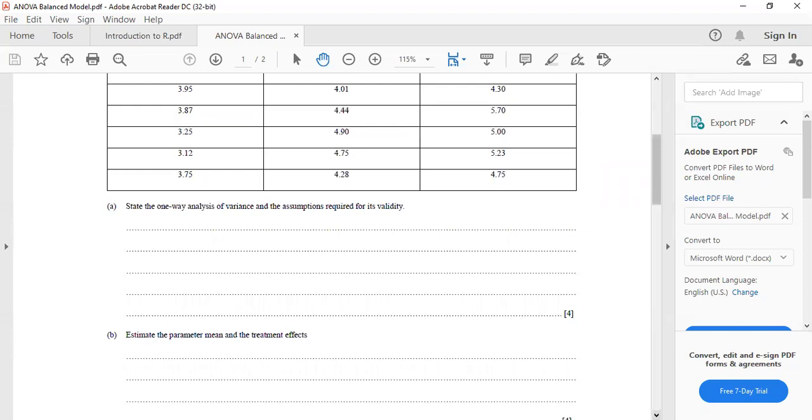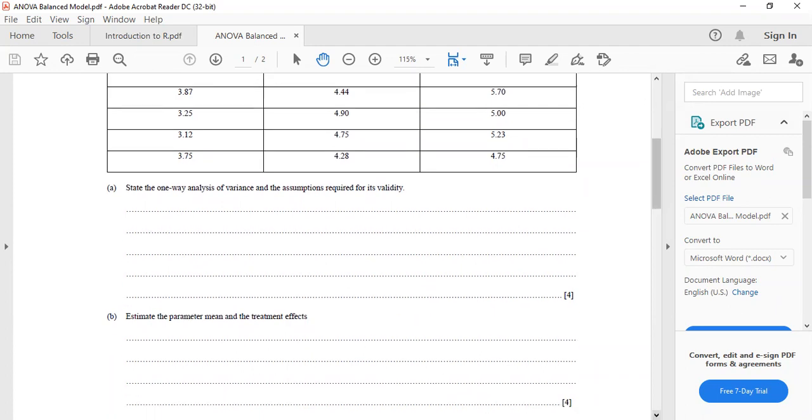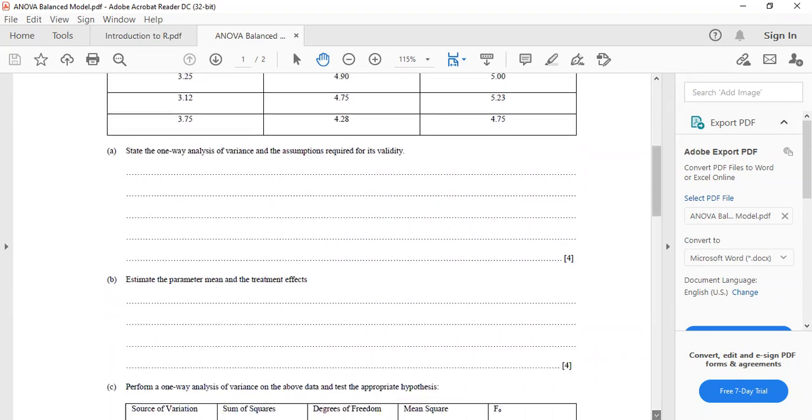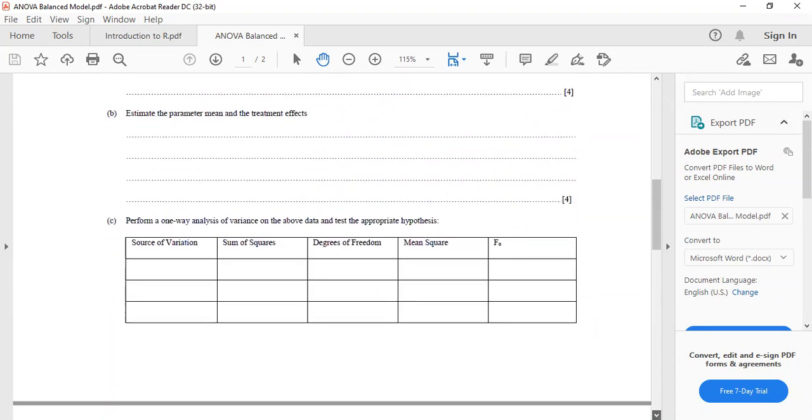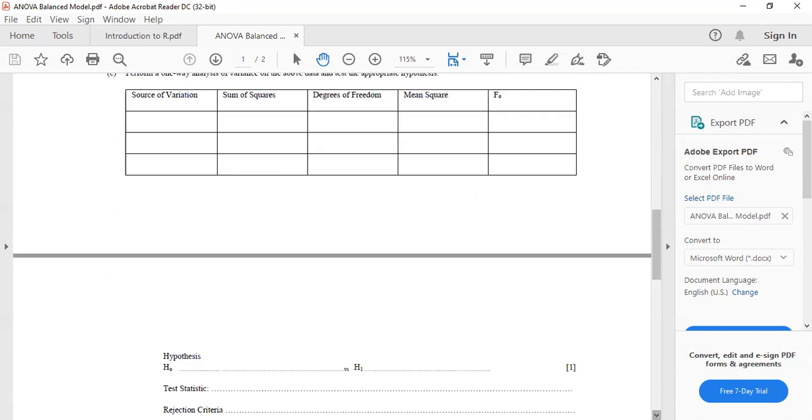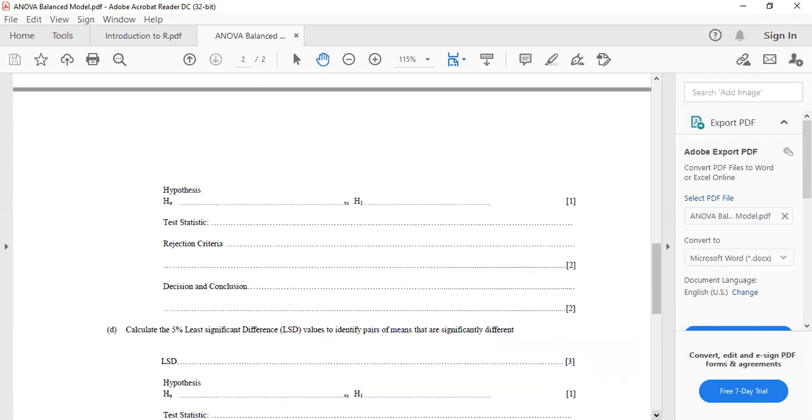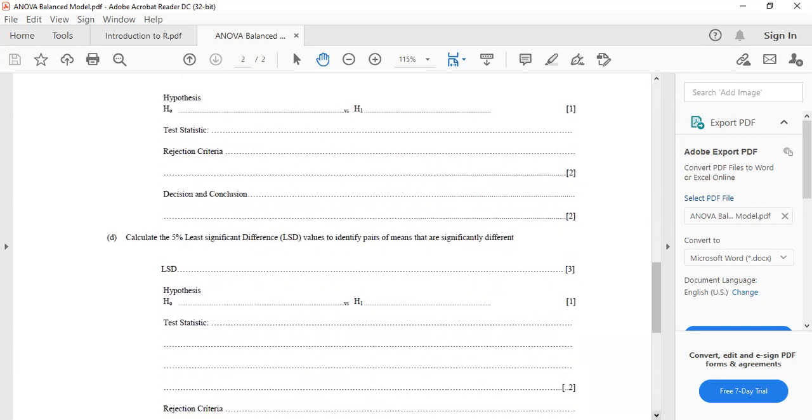That's the first assumption. The second assumption, we've got 3 treatment effects. Then we can apply the multiple comparison, and we'll discuss which treatment was better than the other. Let's go to LSD. Calculate the 5% level least significant difference values to identify pairs of means that are significantly different. I think I restructured the hypothesis on that table wrongly, but the first thing that you need to do is to calculate LSD.